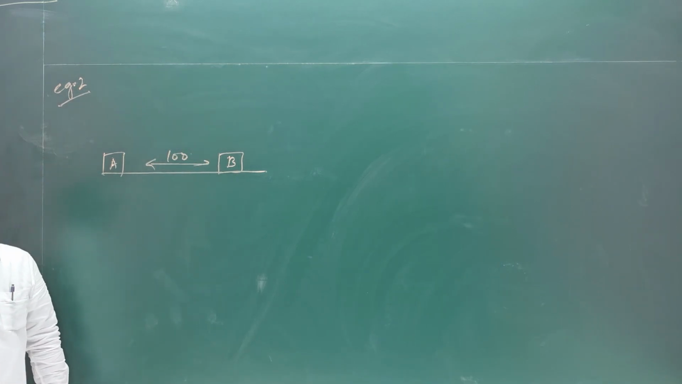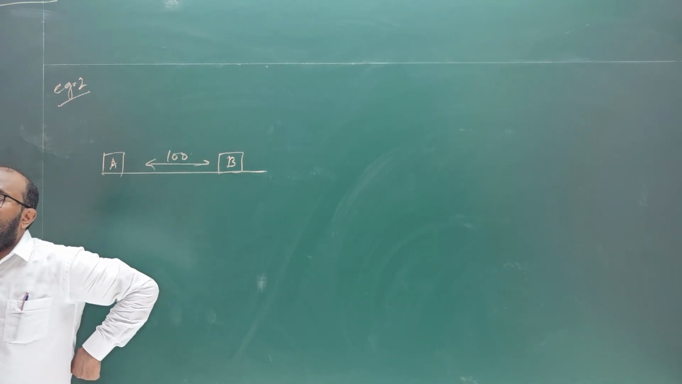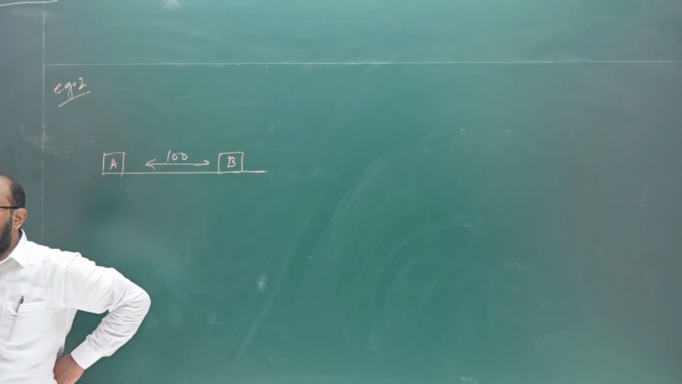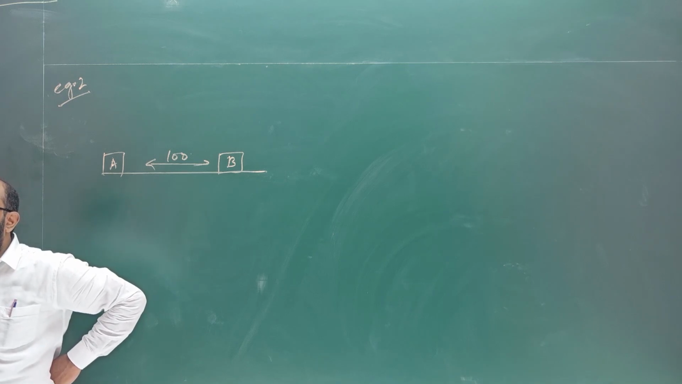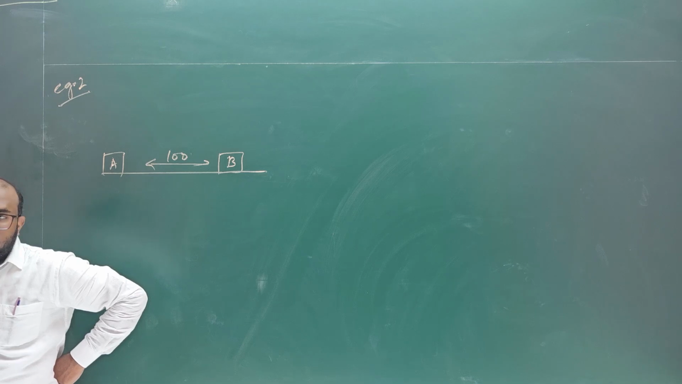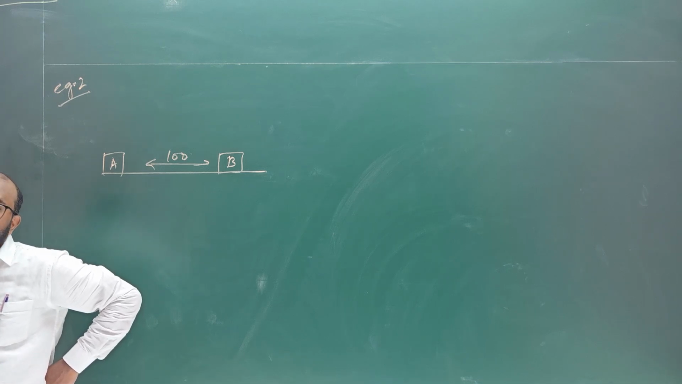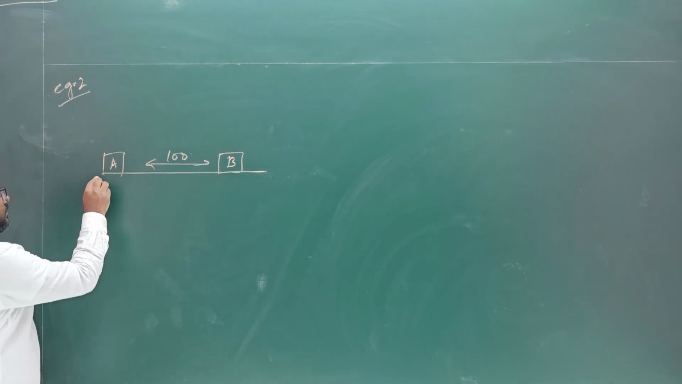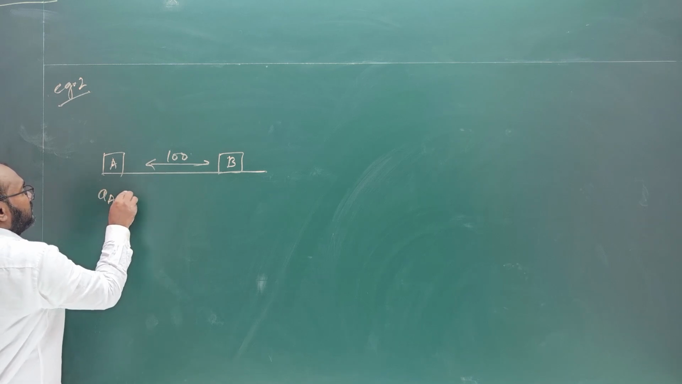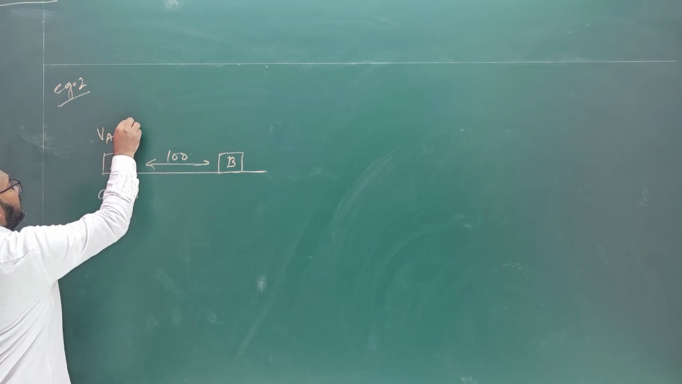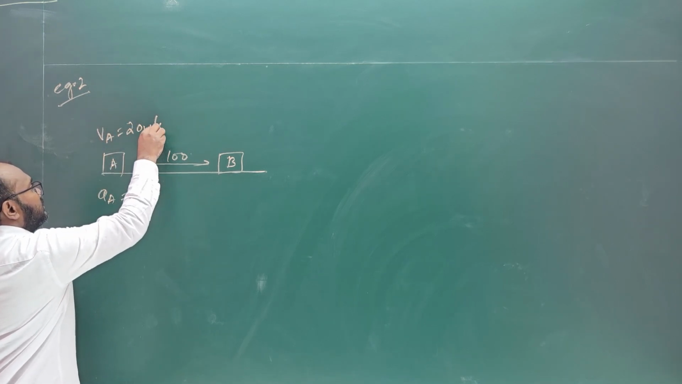Okay. The next, A is moving with constant velocity 20 meter per second. If I say constant velocity, that means acceleration of A is 0 and velocity of A is nothing but 20 meter per second. Full stop.